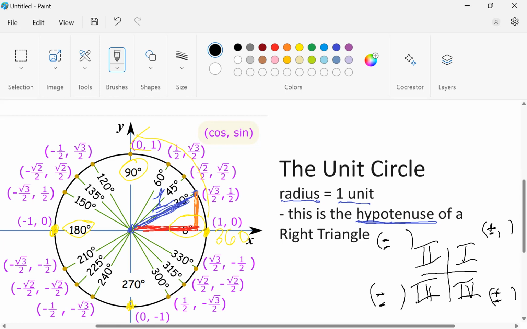Now we'll look at the Y values. In the first quadrant, we see 1/2 is positive, square root of 2/2 is positive. So in the first quadrant, we have positive Y values. In the second quadrant, we are above the X-axis. So because we are above the X-axis, the Y values, square root of 3/2 is positive, square root of 2/2 is positive. The Y values are positive.